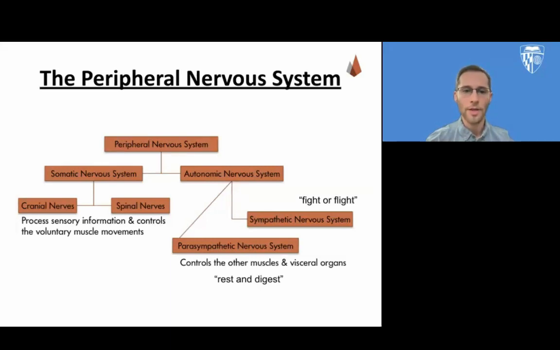Furthermore, the autonomic nervous system can be subdivided into the sympathetic and parasympathetic nervous systems. The sympathetic system controls fight or flight or emergency survival responses. In other words, this system prepares the body for stressful and strenuous physical activity. The parasympathetic system, by contrast, is more relaxed and regulates the, quote, rest and digest functions.